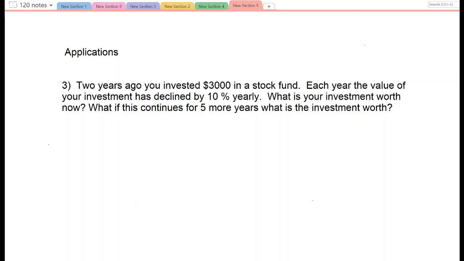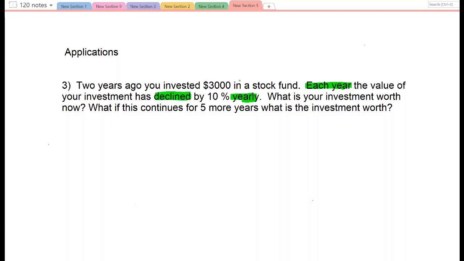All right, 2 years ago, I invested $3,000 in a stock fund. Each year, the value of the investment declined by 10% yearly. So that means in the first year, we lost 10% of 3,000, which would put us down. 10% of 3,000 is 300. So that would put us at 2,700 at the end of the first year. And then we lose 10% not on the 3,000, but on the 2,700. Which then we lose $270 in the next year, and so on.